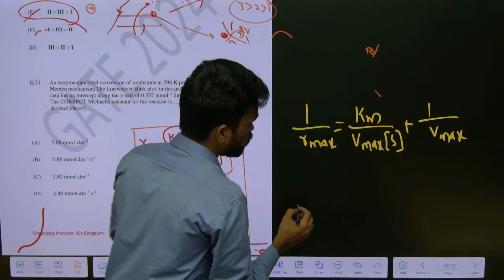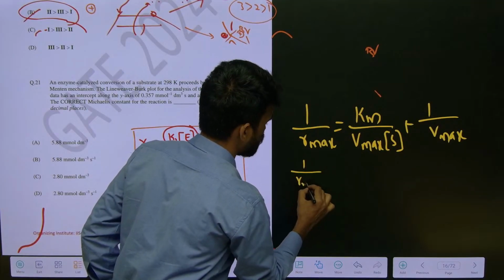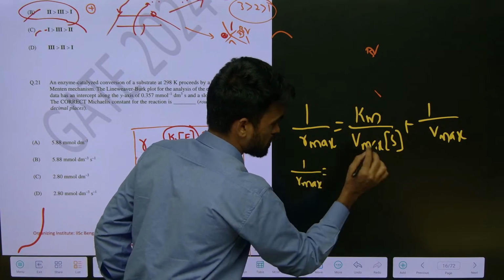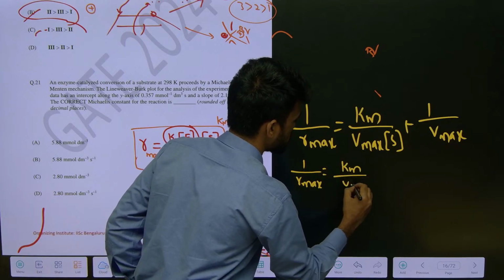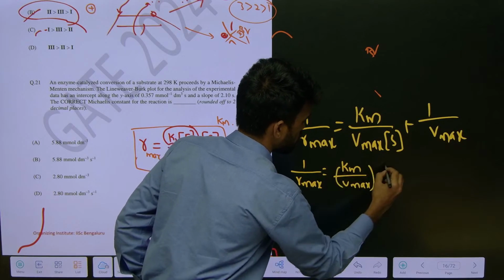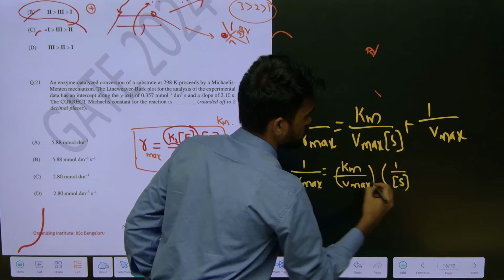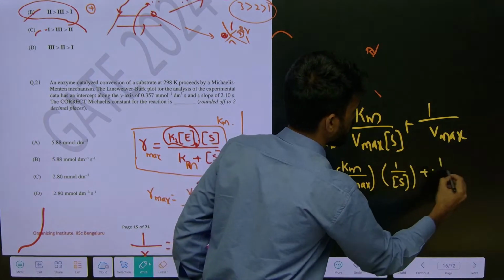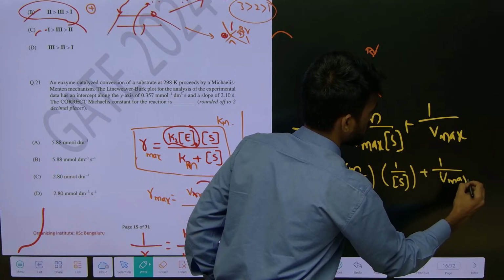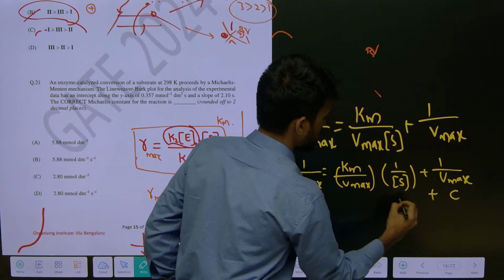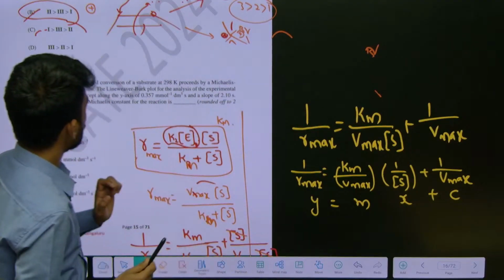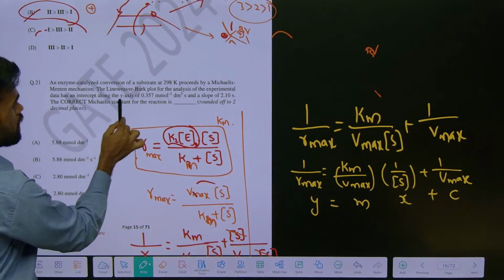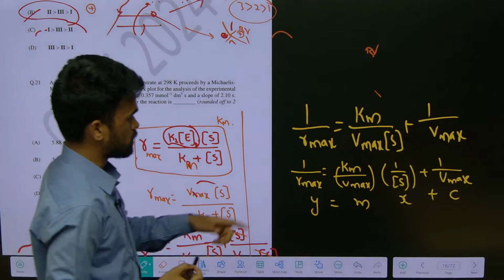See, try to convert this as y equals to mx plus c graph I am trying here. So Km by V max into 1 by S plus 1 by V max. Okay, so this is C, this is X, this is M, and this is our Y. Okay, see what they are asking us, Y axis and X axis they have mentioned. So this is Y axis.